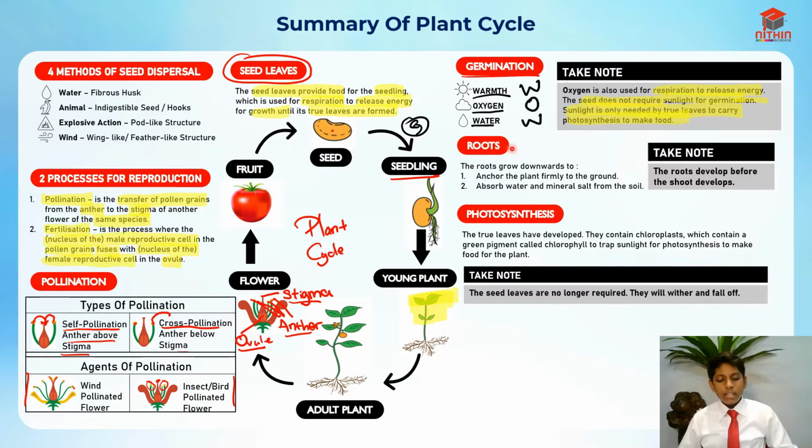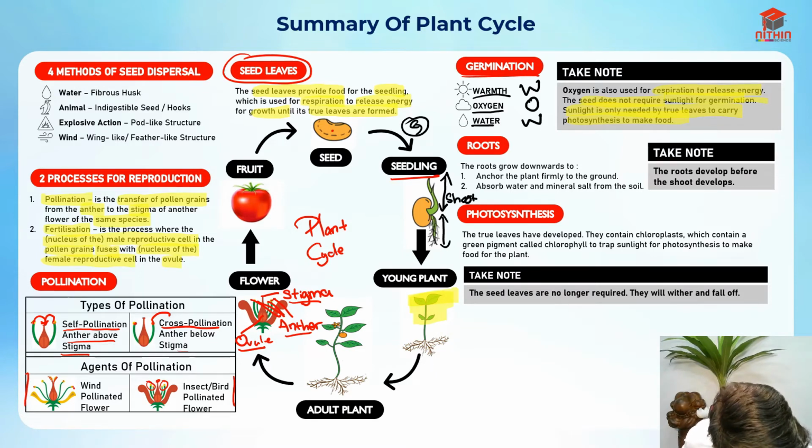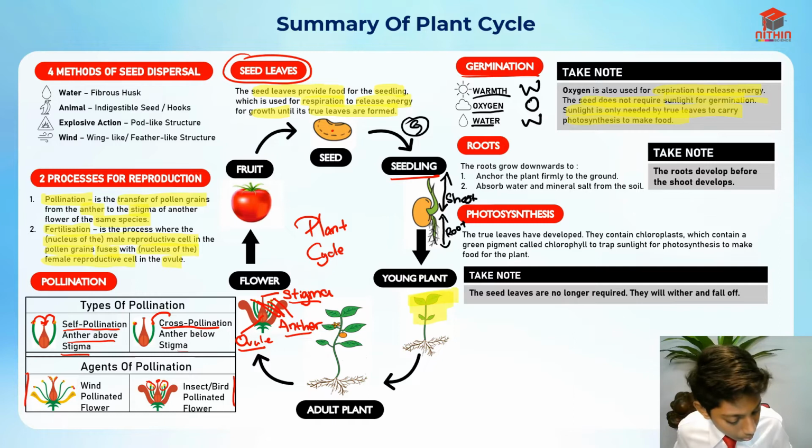Okay, next process is the roots. So the roots start growing when it's the seedling. Okay, so basically over here, this is the shoot which starts growing. So shoot, and then these are the roots, which start growing. So the seedling already starts growing roots. And what is the function of these roots? So the roots actually grow downwards, they do not grow upwards.